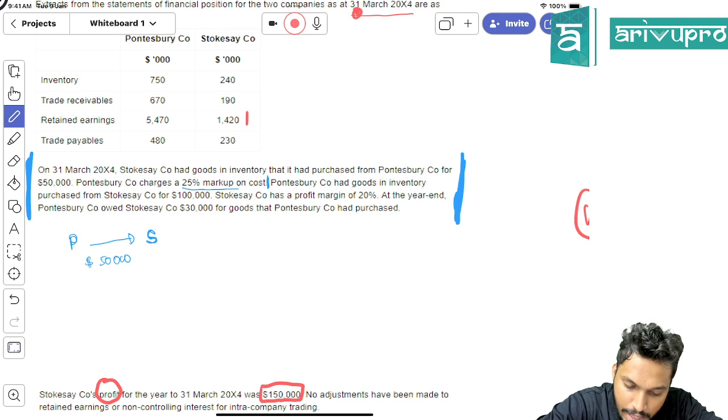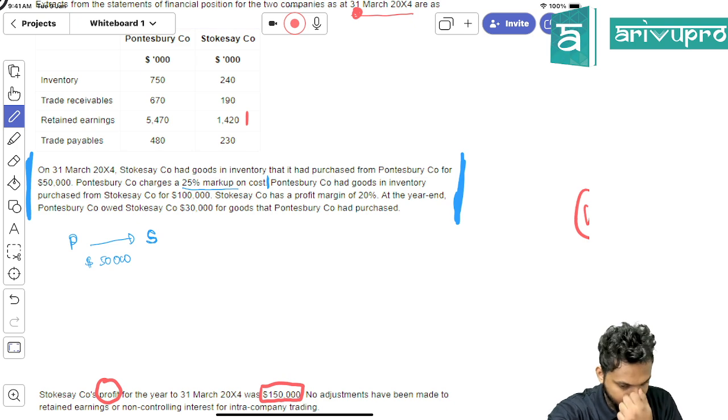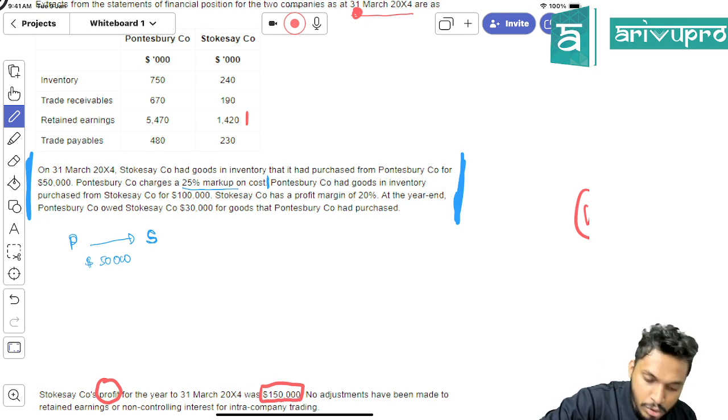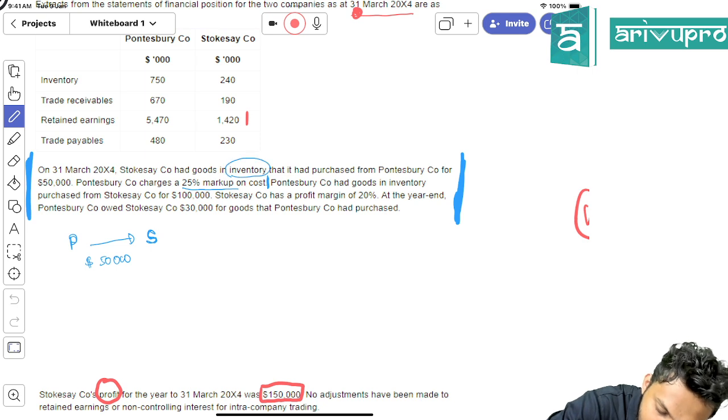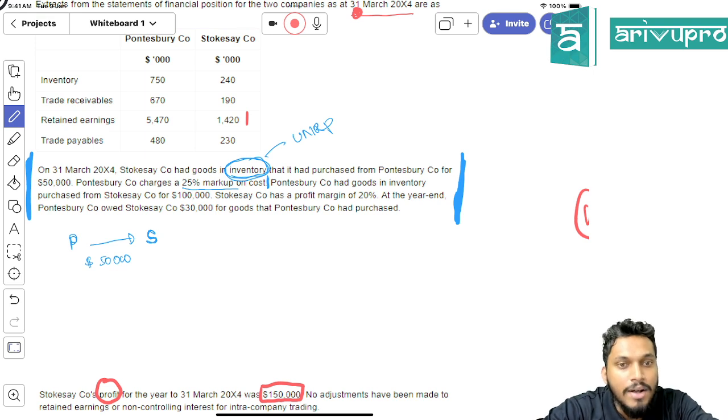So S company had goods in inventory purchased from P company. Okay, so from this 50,000, what are you trying to identify? The goods balance remaining in the inventory. Whenever you hear this, you need to calculate unrealized profits. This is what I told you yesterday. So goods are remaining in the inventory, so for the goods remaining in the inventory, always you need to calculate the unrealized profits.